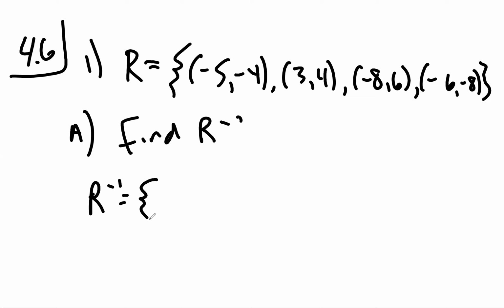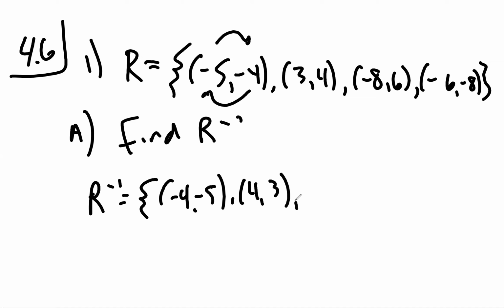Well, we know from our notes and from the section studies that when we find the inverse of specifically a set of points, we take the x and the y and we literally just swap their locations. And so we're going to have (-4, -5), (4, 3), (6, -8), and (-8, -6). And so this will be the answer for part 1.